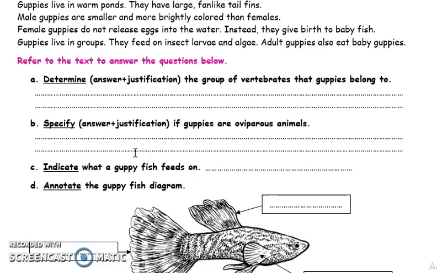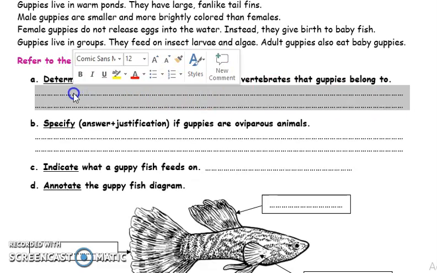So this is an exception of fish. Guppies live in groups. They feed on insect larvae and algae. Adult guppies also eat baby guppies. So, which group of vertebrates do guppies belong to? There are 5 groups of vertebrates: fish, amphibians, reptiles, birds, and mammals.